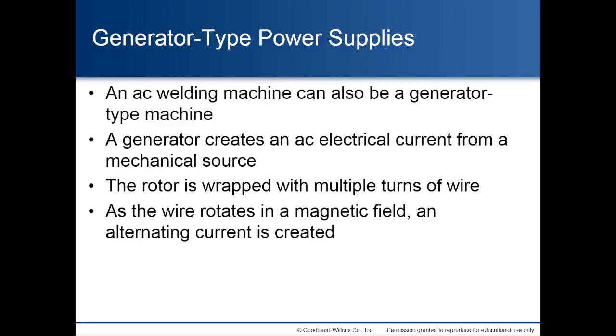Generator type power supplies. An alternating current welding machine can also be a generator type machine. A generator creates an alternating current electrical current from a mechanical source. The rotor is wrapped with multiple turns of wire. As the wire rotates in a magnetic field, an alternating current is created.